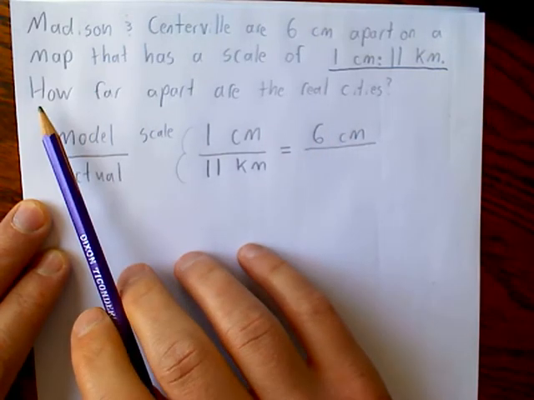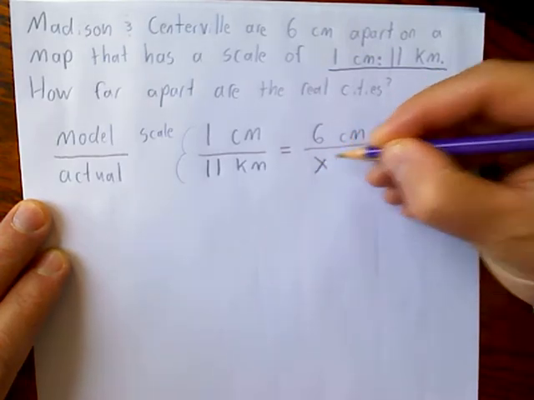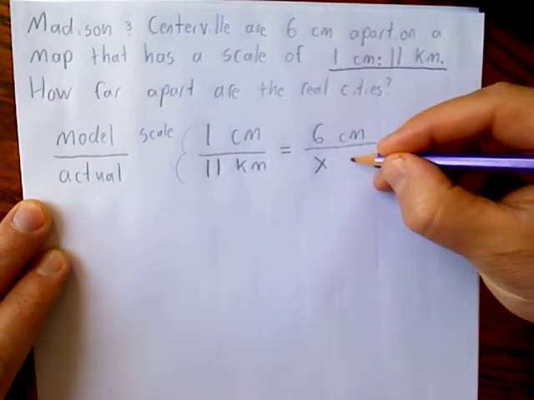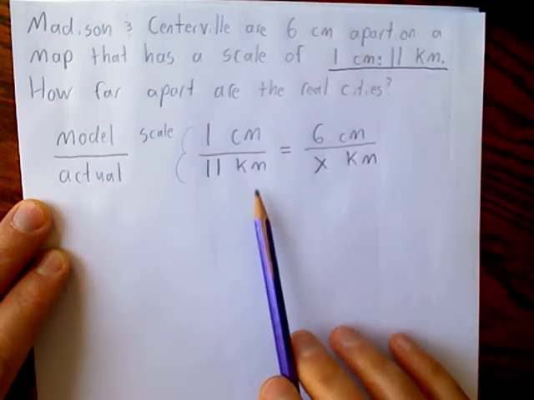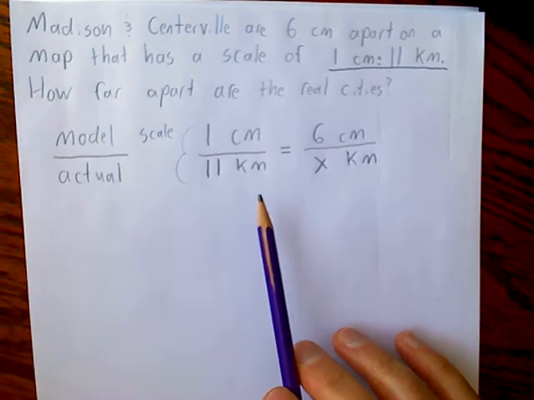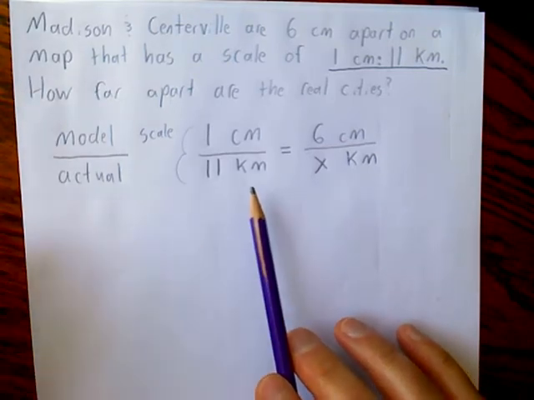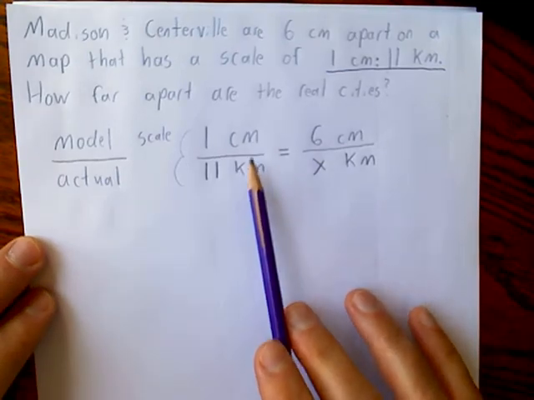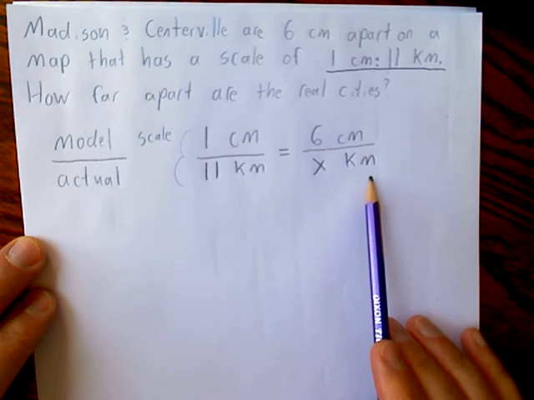Now, the other part makes sense. How far apart are the real cities? Well, that's going to be X because we don't know. But we know that it's going to be in kilometers. So here now is our proportion. And like with most of these proportion problems, the most difficult part is setting these up, making sure that the numerators and the denominators are correct and that my units line up.